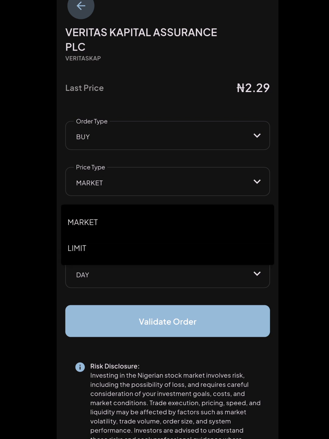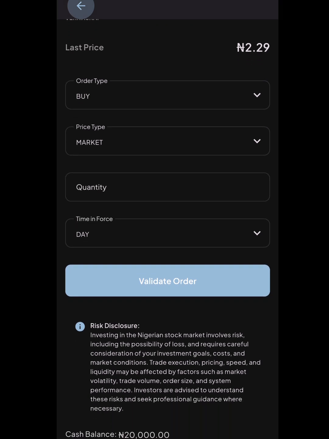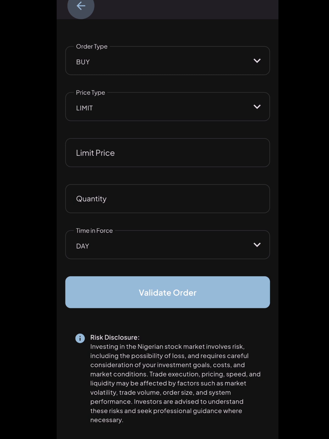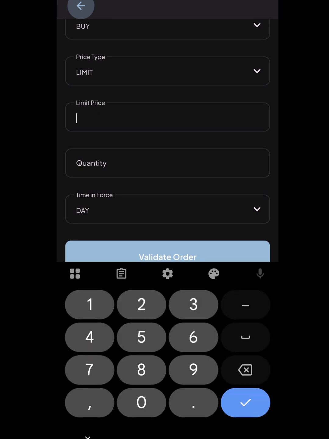Market. If you want to buy it at market price, that 2.29 that it was, you can do that. Or you can use the limit buy. I always use limit, because in case anything changes in the market, it buys at the price I set. I don't want it to buy higher or something. So I'm going to click on limit price. At what price do I want to buy? Maybe let's just do the 2.29.